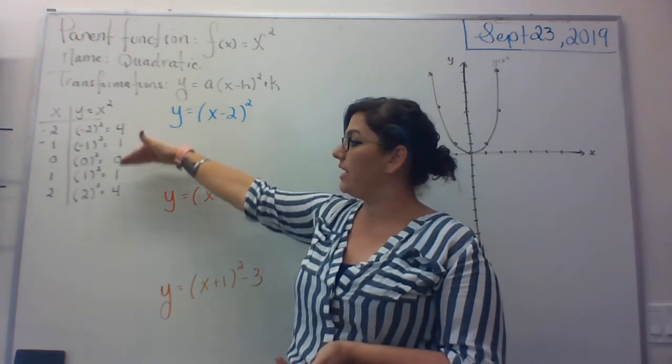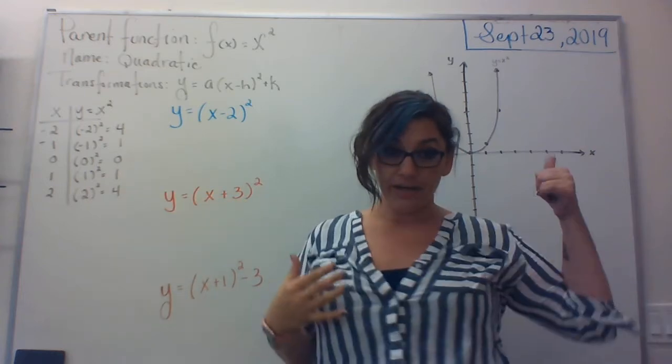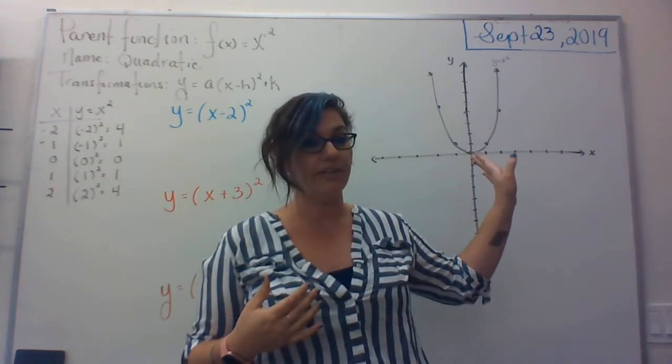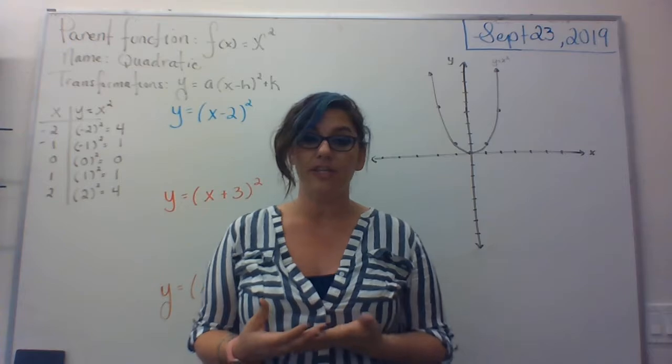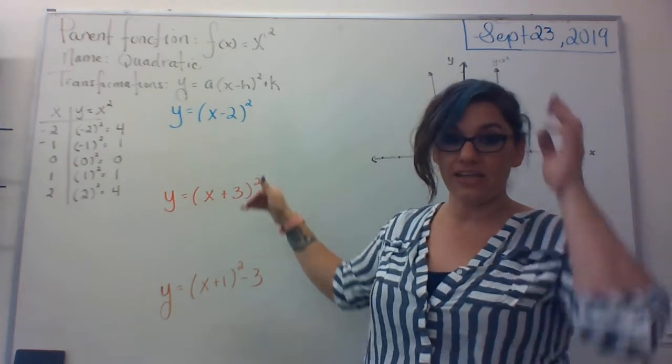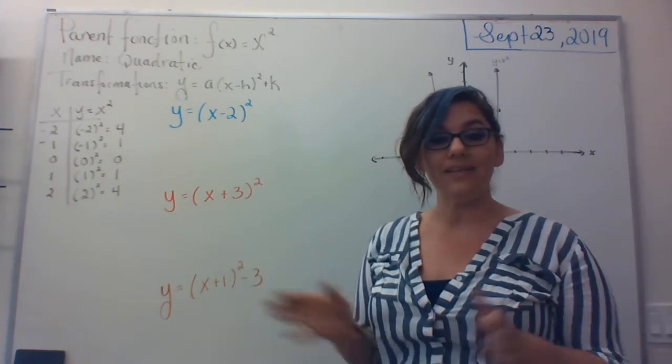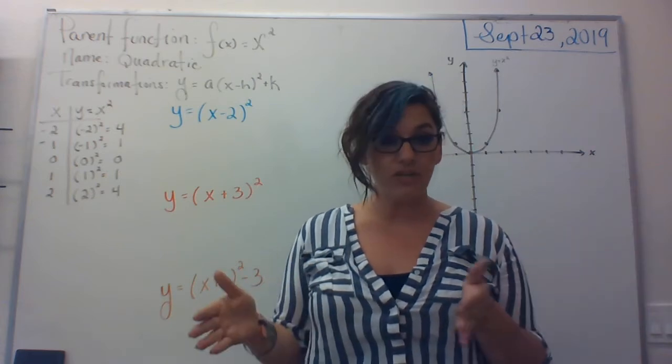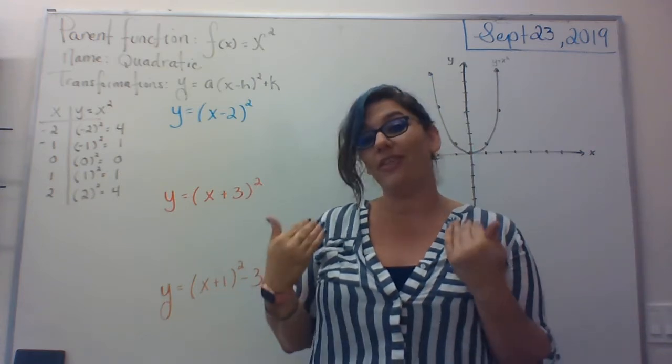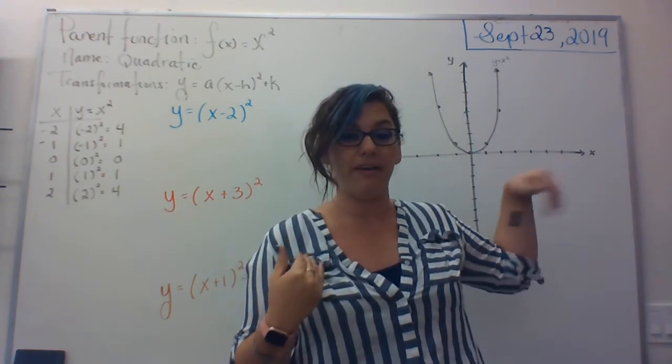I went ahead and created a t-chart for our parent function, which I've also graphed over here for us, just so we have something to compare to. I want to talk about the h transformation that we brought up in class. That's going to be the left and right motions. I want to see what that looks like and how you can compare it to the parent functions.